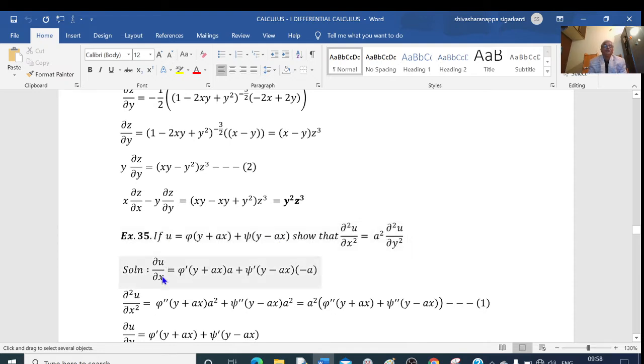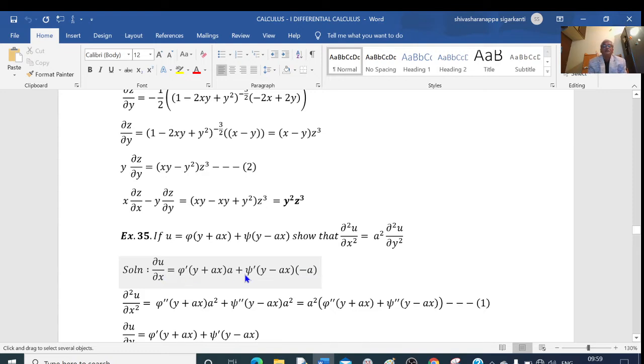Differentiating u partially with respect to x. What is the derivative of phi? It is phi dash. Phi dash of y plus ax into the derivative of y plus ax with respect to x, which is y derivative 0 plus ax derivative a. Differentiation of psi is psi dash. Psi dash of y minus ax into the derivative of y minus ax with respect to x, which is y derivative 0 minus ax derivative minus a. This is ∂u/∂x.